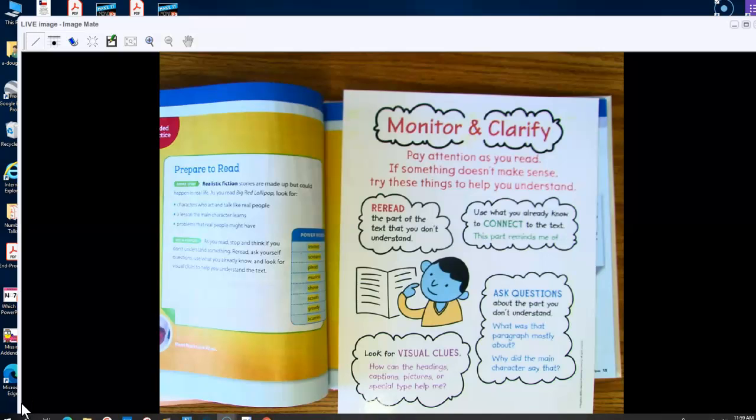So if you're reading and you don't understand the book, should you keep reading? No. You need to understand the book because if you don't, when you take your AR test, you won't do very good if you didn't comprehend it, right? But also, reading isn't fun if you don't understand what's going on. So these are 4 strategies that we can use to help us understand a book when we don't understand it.